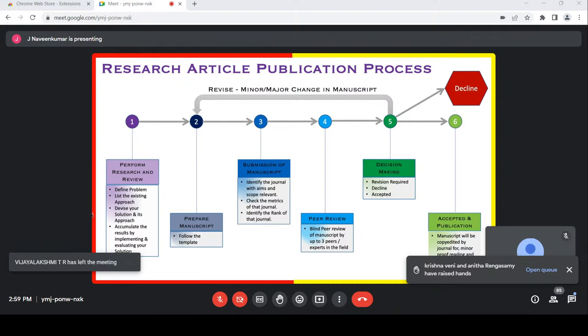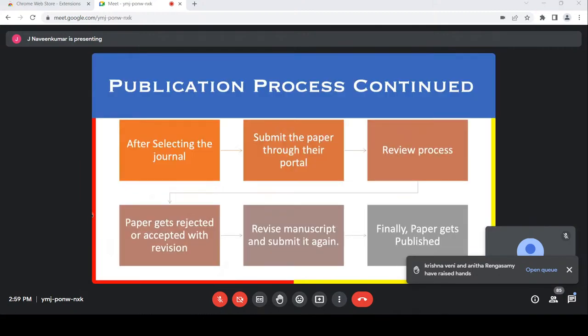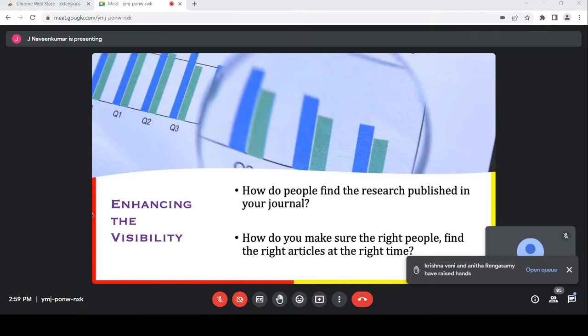So once the paper gets published, now what is the case? When it is getting published, we need to understand its visibility, right? So I'll directly jump to the visibility part. Visibility, basically, we talk about two questions. Visibility of any paper or any journal goes with two things. The first one is, how do people find the research published in your journal?